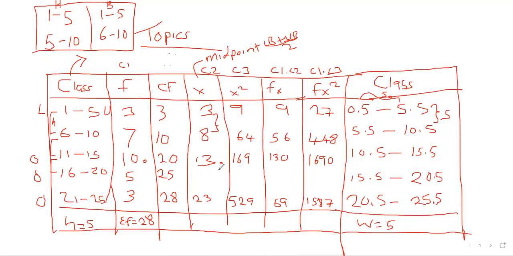So x midpoint is 18. Then x squared is 324. And the frequency by the midpoint is 90. So that's the 5 times its 18, frequency by 18 is 90. Okay. Any member of the team here?